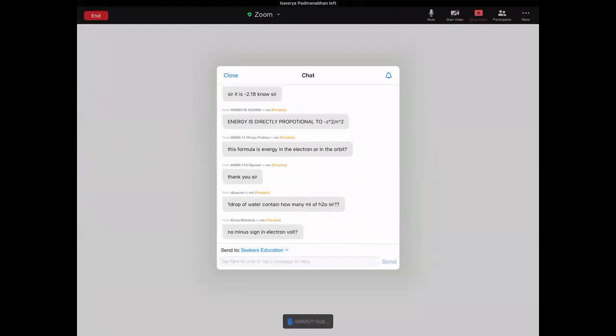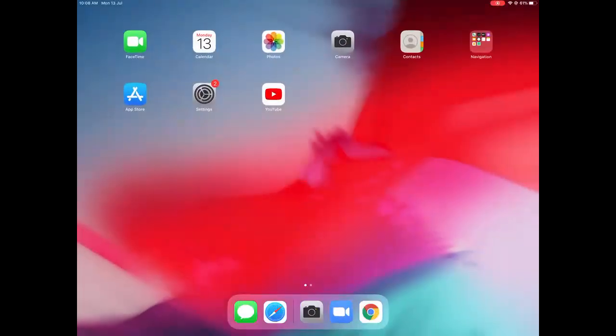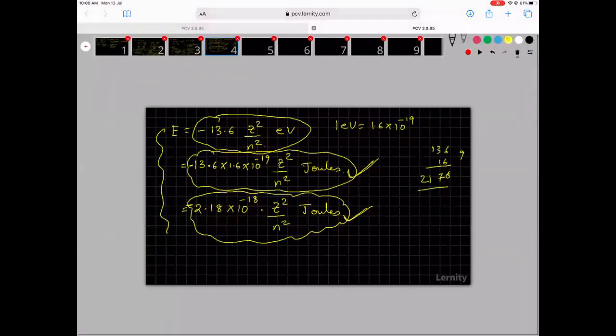One drop of contains how many milliliters of H2O, sir? I don't know. No minus sign in electron volt.